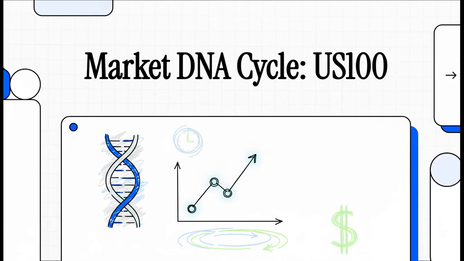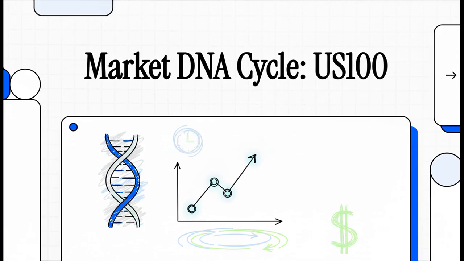Today, we're going to take a purely observational look at a trading methodology. It's called the market DNA cycle, and we'll be walking through one specific cycle for the US 100 asset, step by step, just as it was recorded. Think of this as a documentary walkthrough.